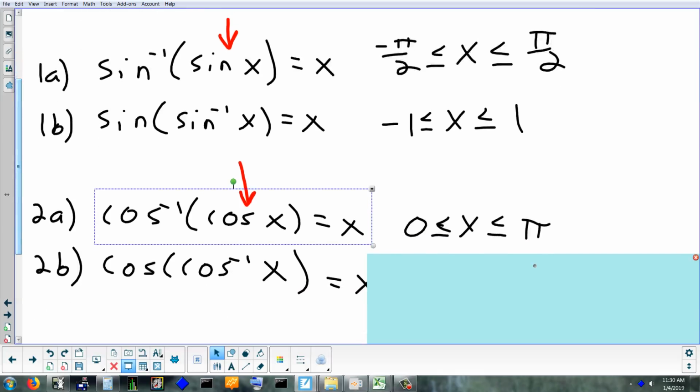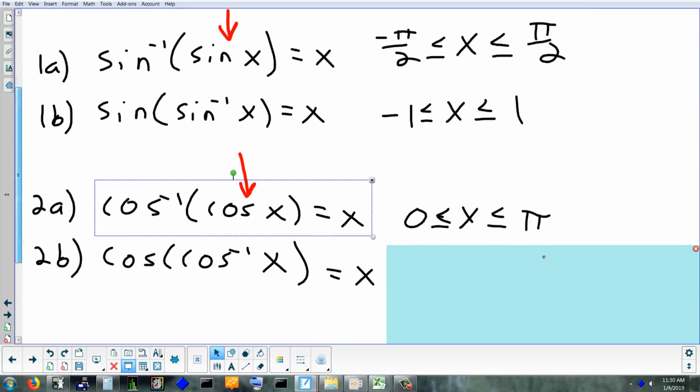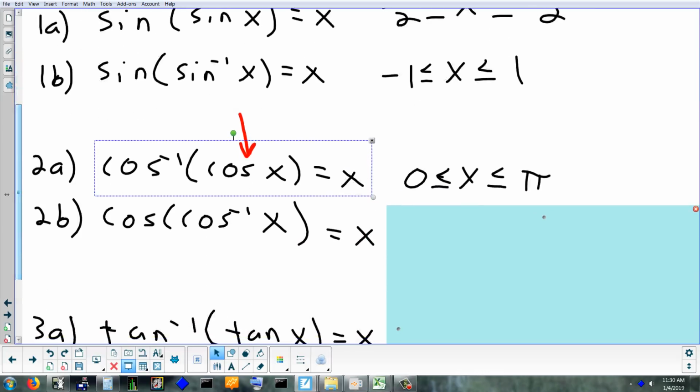And then formula 2b is the same functions, we're just switching the order. Now the inverse is on the inside. Right, so again, I look at the inside one, and I say, okay, what's the domain of inverse cosine? If you know that, that's your restriction. If you get stuck with that, and you're like, you know what, I don't remember the domain of the inverse, okay, then think of the range of the original. It's the same thing.